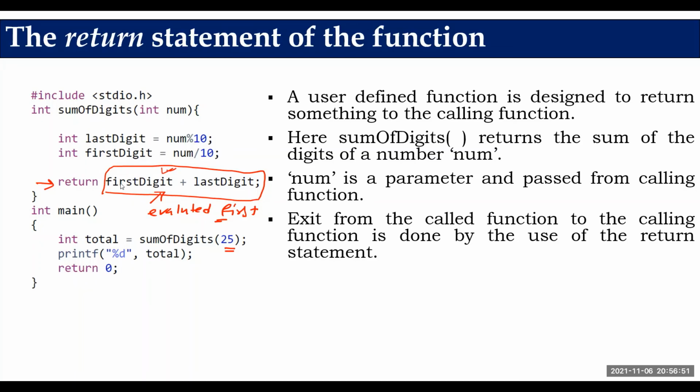That means return is an executable statement. Now it is clear. Return is what? It is an executable statement. If you write return 1, it will return 1. If you write return 2 plus 1, it will be evaluated first and the value 3 will be returned. So a similar thing is going on here. I saved the first digit in one variable and the last digit in this variable. And now I just sum these two variables and return the value.